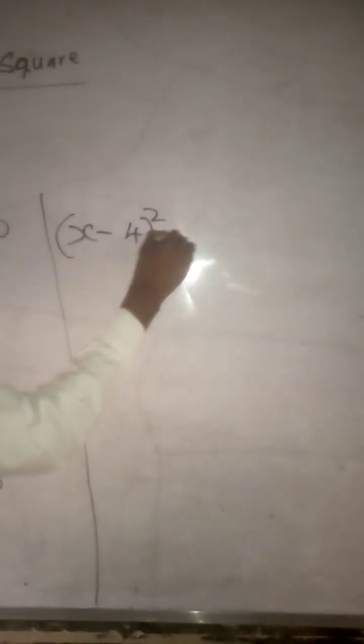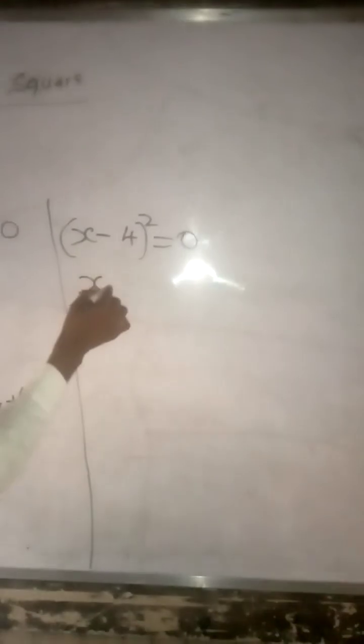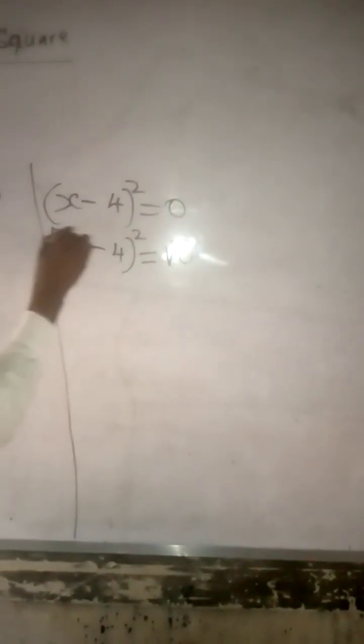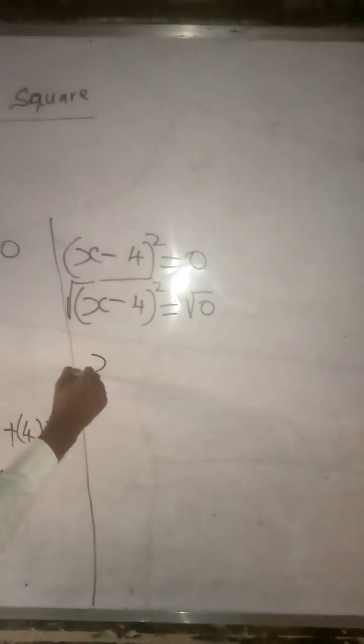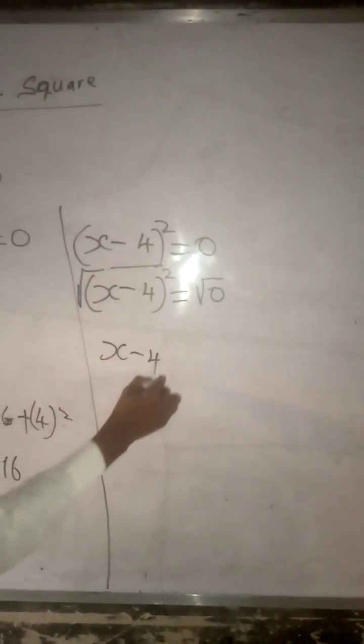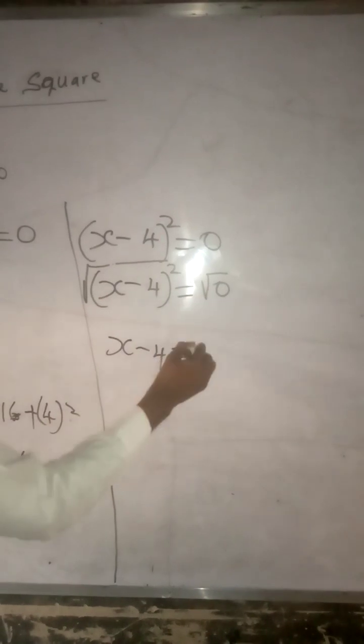So we are having (x minus 4) squared is equals to 0. To eliminate the square, you take the square root of both sides. The square root and the square will cancel each other. So we are having x minus 4 equals to 0.